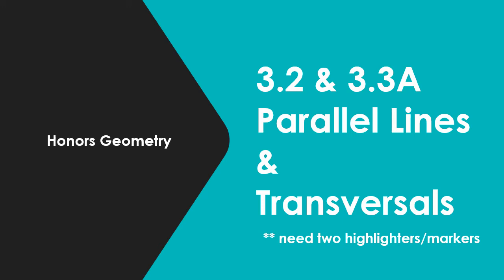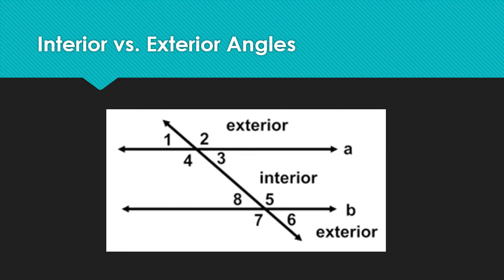All right, class, today we're going to do lesson 3.2 and 3.3, parallel lines and transversals. It may be helpful for you to have some highlighters, colored pens, colored pencils to just distinguish between some special angle pairs. When we look at this picture, we have interior angles and exterior angles. We have visited with this a little bit, but interior angles are the ones between the transversals, and the exterior angles are the ones that are not between the transversals.